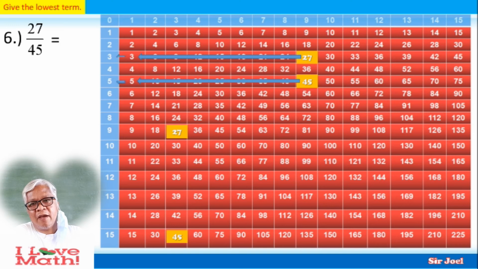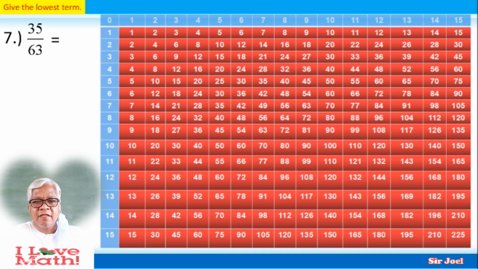Kung wala na, ay di 3 and 5, i-divide na natin siya sa 1. So, 3 divided by 1, the answer is 3. 5 divided by 1, the answer is 5. Meaning to say, 27 over 45, ang kanyang lowest term ay 3 over 5. That's it. Next, number 7.